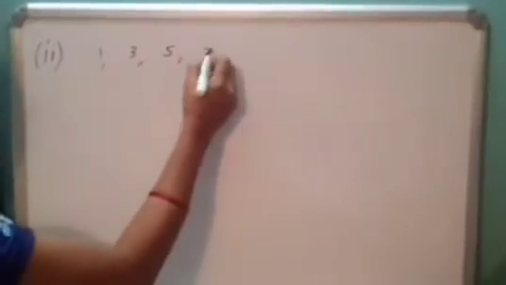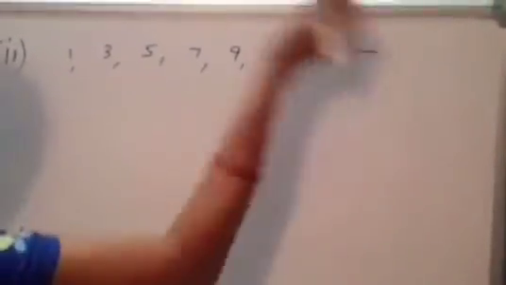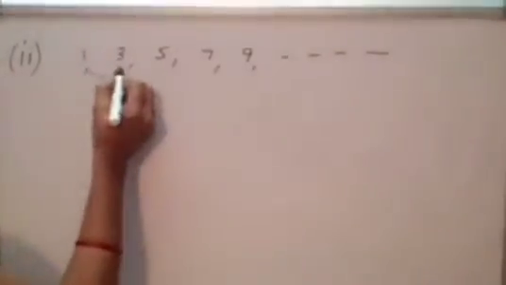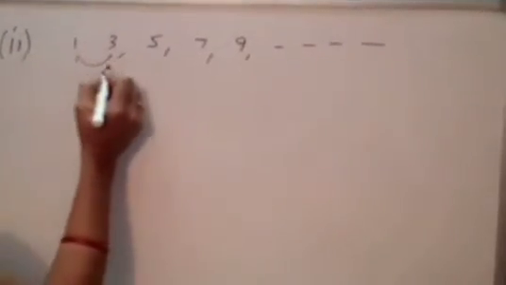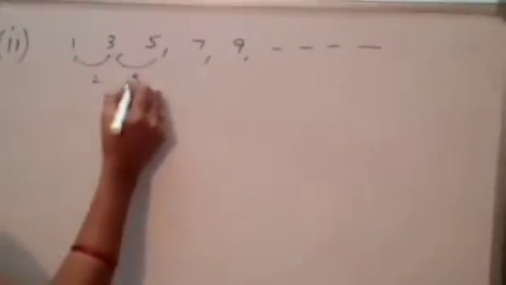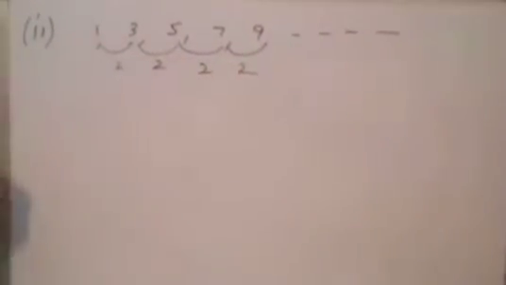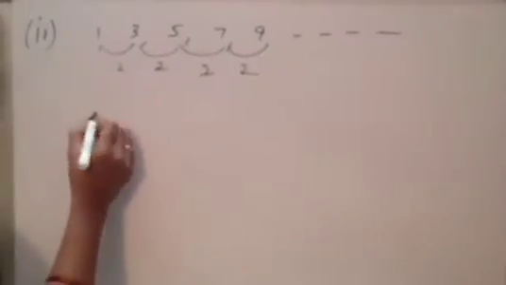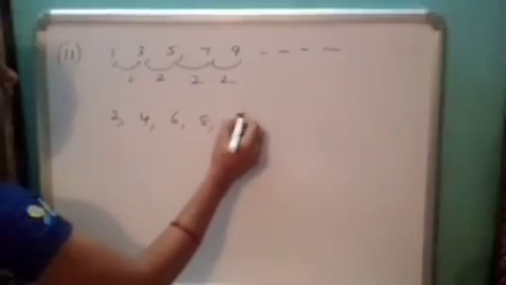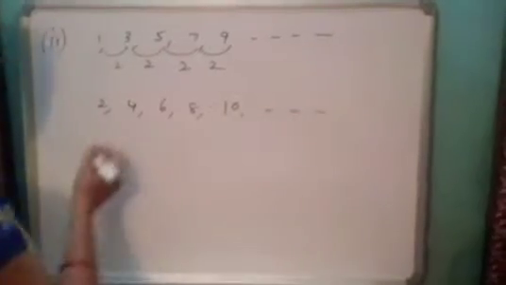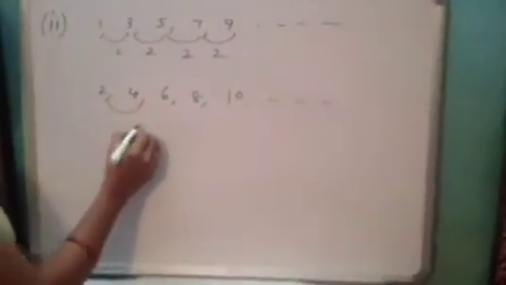Examples: 1, 3, 5, 7, 9 and so on. The difference between the consecutive terms is 2, every time. This is an arithmetic progression. And also one more example: 2, 4, 6, 8, 10 and so on. The difference between consecutive terms is also 2.